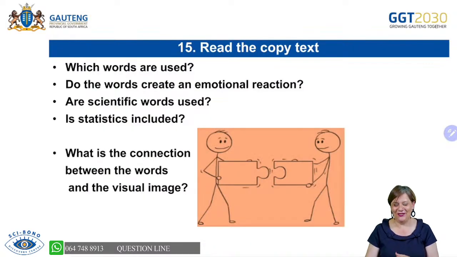If you've looked at the visuals, obviously the next thing is to read the copy text. Can you remember what the copy text is? It's that small print. I need you here to focus on the words that are used. Do the words create some kind of emotion with you? Are scientific words used or are statistics used? And what is that connection that you find between the words and the picture? So you have to become a really critical reader to look at exactly how the two fit together. Because visuals and words is like a puzzle. You can't have the one without the other.